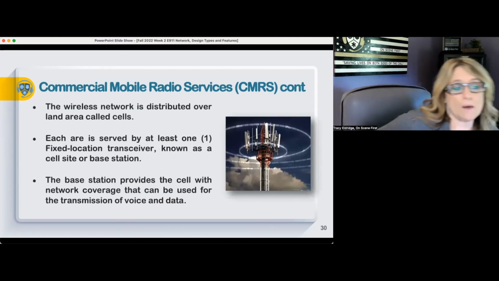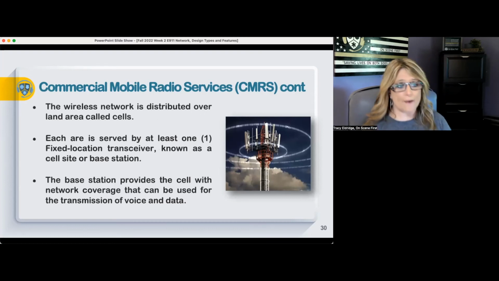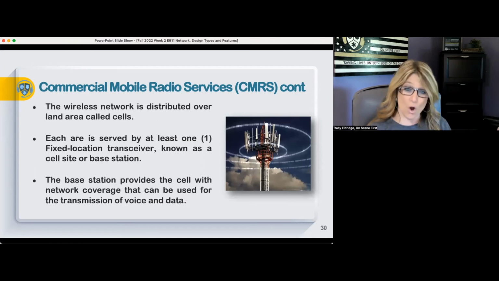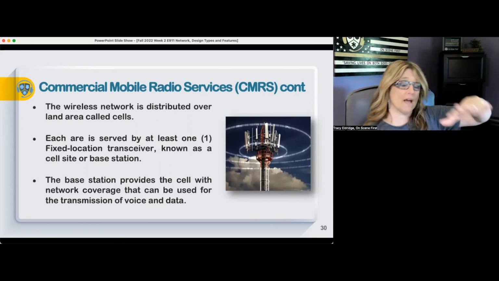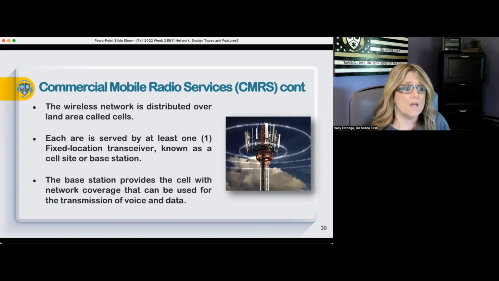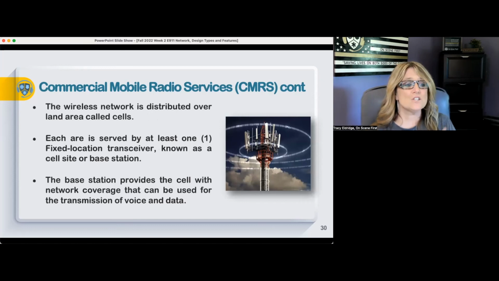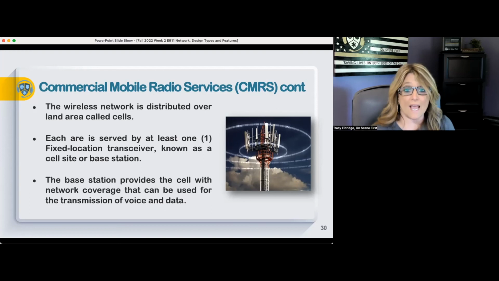A little bit more information about commercial mobile radio services. The wireless network is distributed over land areas called cells. So when we say cell phone, it's not like, where did it come from? There are these cells across the area that talk from one to the other. Each is served by at least one fixed location transceiver known as a cell site or base station. The base station provides the cell with the network coverage that can be used for the transmission of voice and data. So the cell towers, right? Those are the base stations.